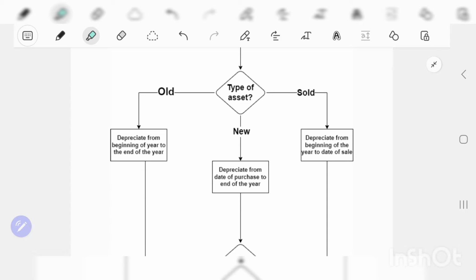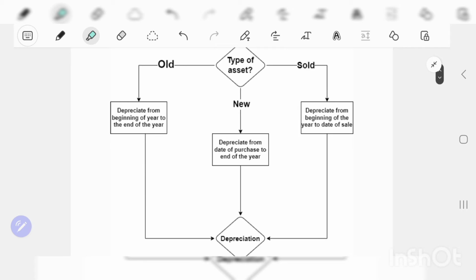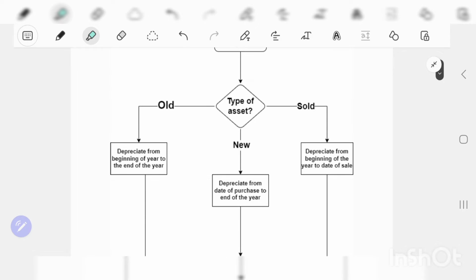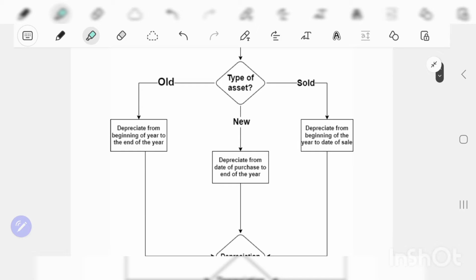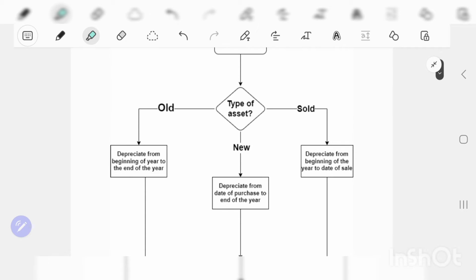An old asset must have stayed from the beginning of the year to the end of the year. A new asset must have stayed in the business from the time it was bought up until the end of the financial year. And an asset that you sold fell within the business from the beginning of the year up until the date of sale. So when you depreciate these different types of assets, it's always very important for you to take time into consideration.